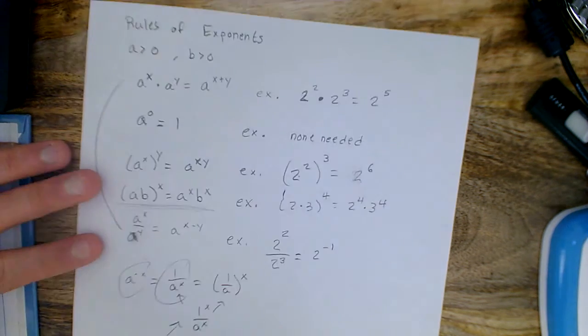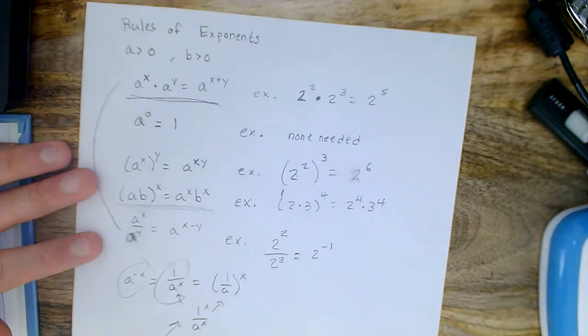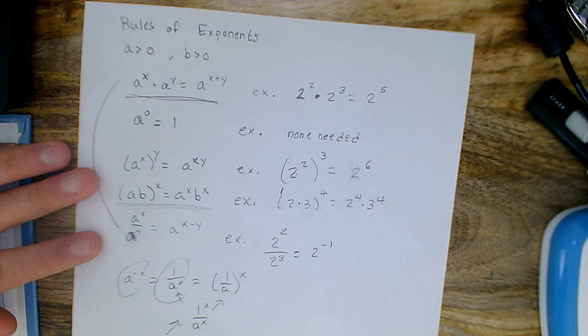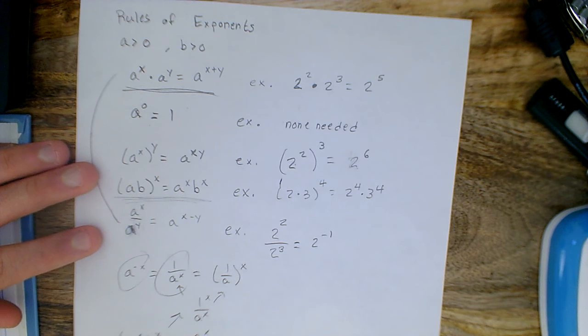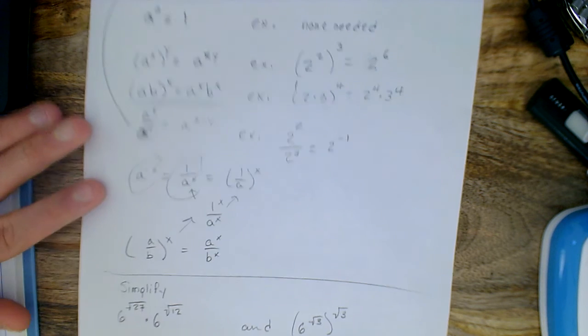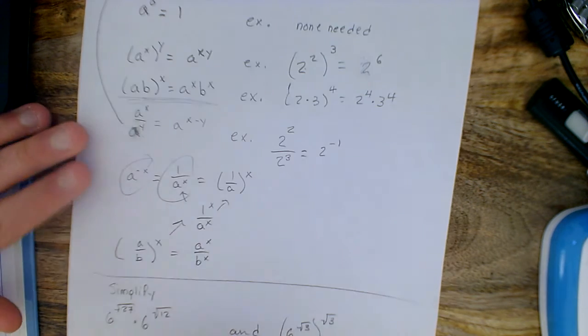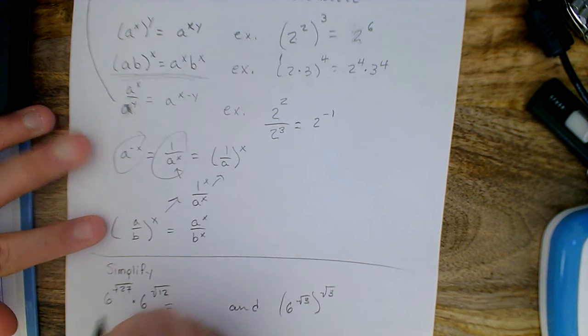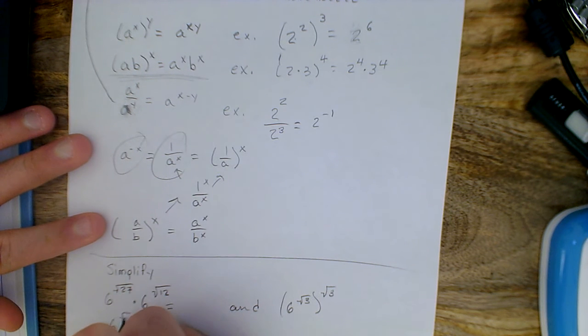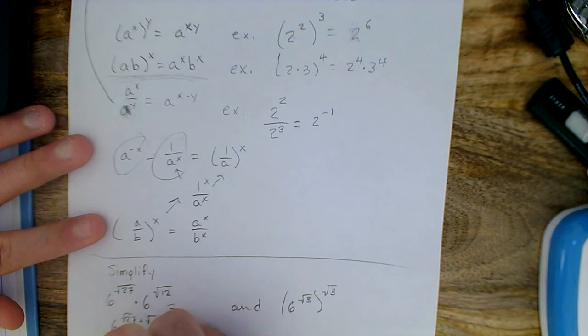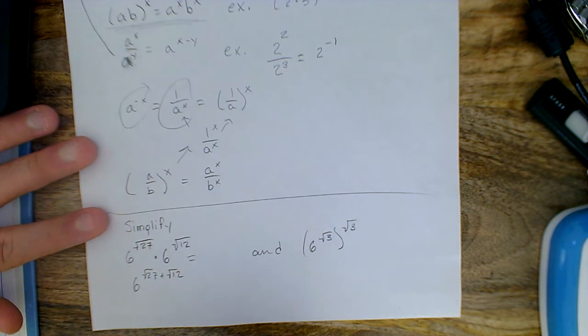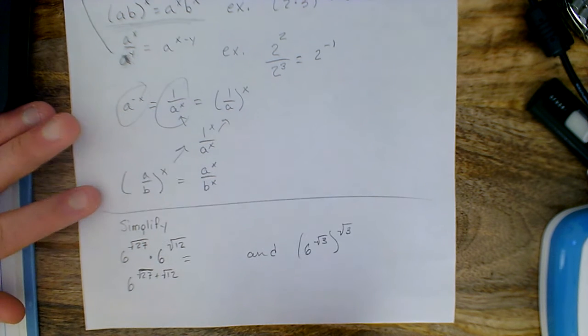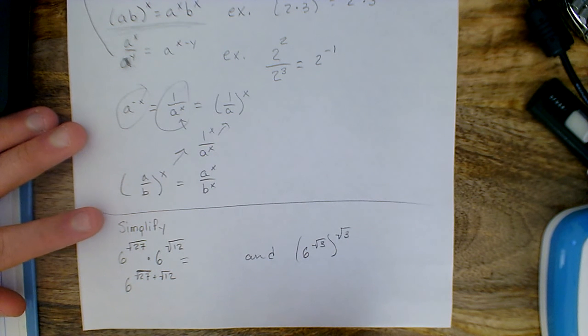So that kind of looks like this example here on our rule sheet. Because a would be 6, x would be the square root of 27, and y would be the square root of 12. So we're going to use the fact that this is equal to 6 to the square root of 27 plus the square root of 12. Okay?